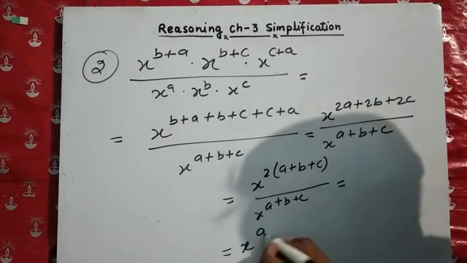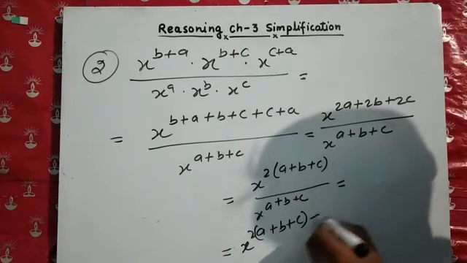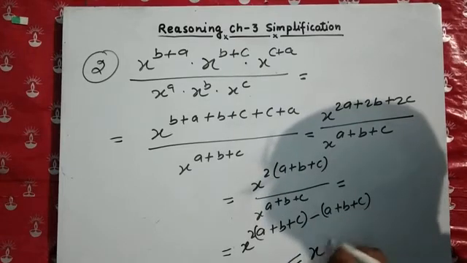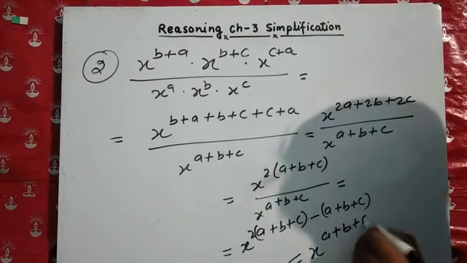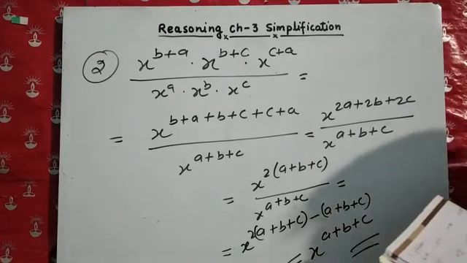Now we are getting 2 as common, so x power 2 times a plus b plus c upon x power a plus b plus c. So x power 2a plus b plus c minus a plus b plus c. So simply we are getting x power a plus b plus c. This will be the answer. We have to check whether this answer is given among the options.